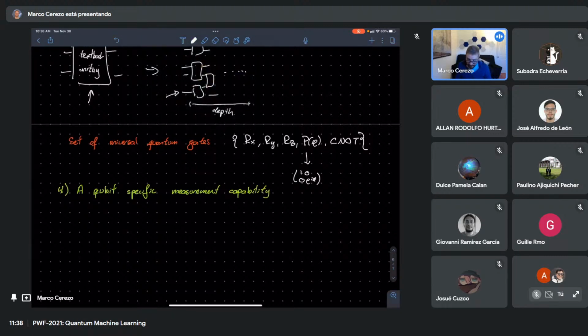So for instance, let me just give you the example of superconducting qubits. How do I implement single qubit gates in superconducting qubits? Well, we know that I can make transitions between the two levels of a flux qubit by sending microwave pulses. And those pulses can be sent through a transmission line that is coupled to the qubit with a frequency that resonates with those levels. So I can implement single qubit gates.